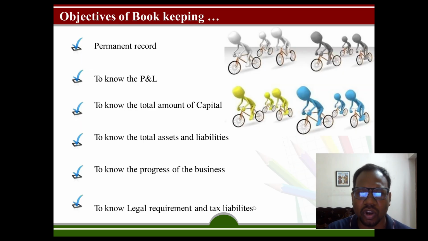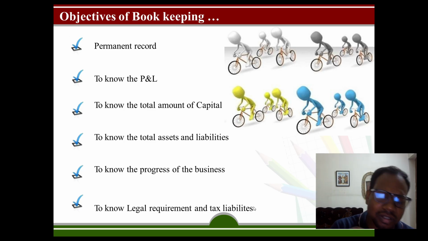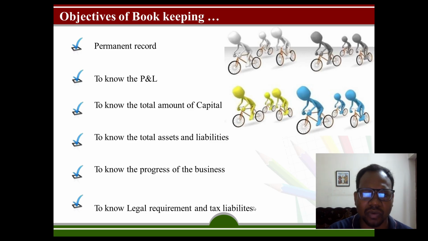Now, objectives of bookkeeping. So what are the objectives of bookkeeping? If we keep a record of our transactions in the books of accounts, what will happen? Listen to this: if we record it in bookkeeping, we will get a permanent record. We'll come to know the profit and loss in the business. We can come to know how much capital we have. Again, we can come to know the assets and liabilities that we have.